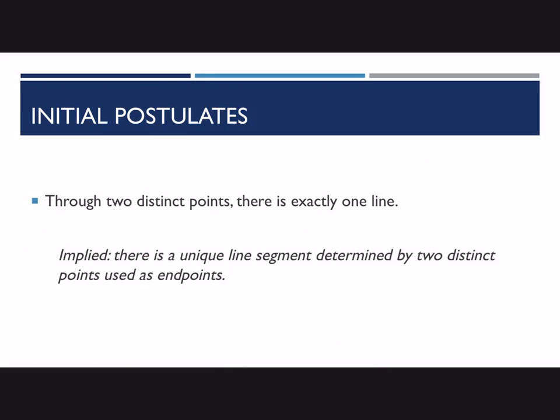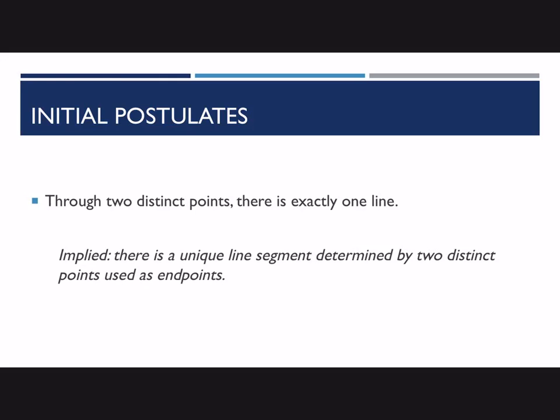The rest of the section deals with some initial postulates and definitions. So here's the first one. Through two distinct points, there is exactly one line. Okay, so this is true in Euclidean geometry, but not necessarily in other types of geometry. There are a few implications here. First of all, one implication: there's a unique line segment determined by two distinct points used as endpoints.